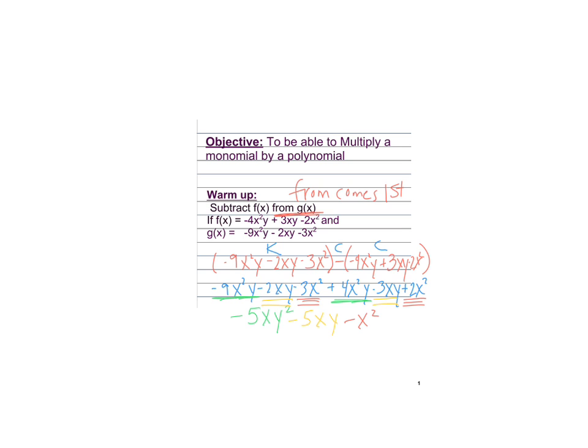All right, so what I did is I did "from" comes first. It said subtract f of x from g of x, so I wrote g of x minus f of x. I did my keep, change, and then I combined my like terms. As far as addition and subtraction goes, this would probably be the most difficult type with the x, y variables. So do the best that you can with this one.